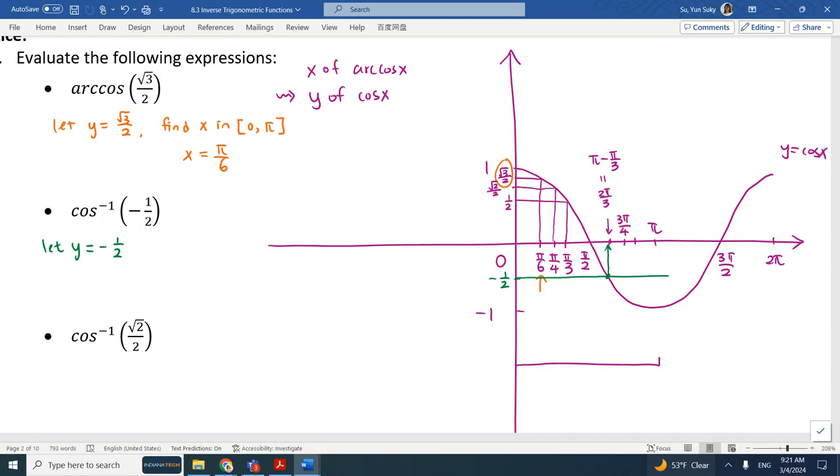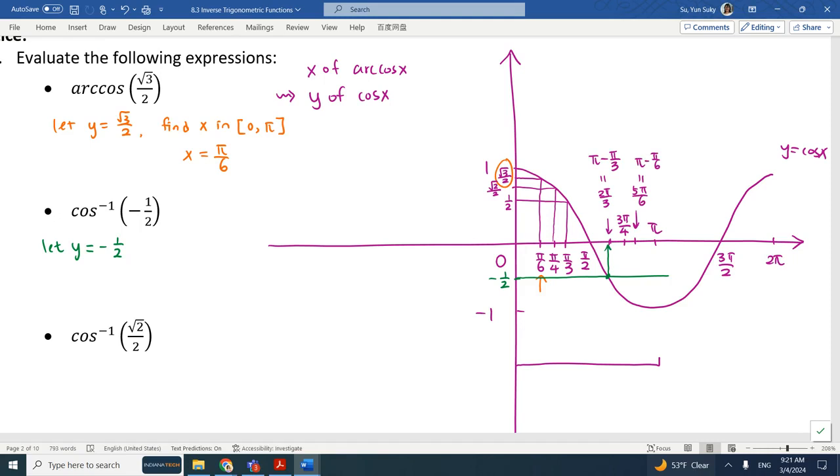And then the angle bigger than 3 pi over 4 will have a denominator 6. So this guy corresponds to 5 pi over 6. And if you want to use the reference angle, it is pi over 6.